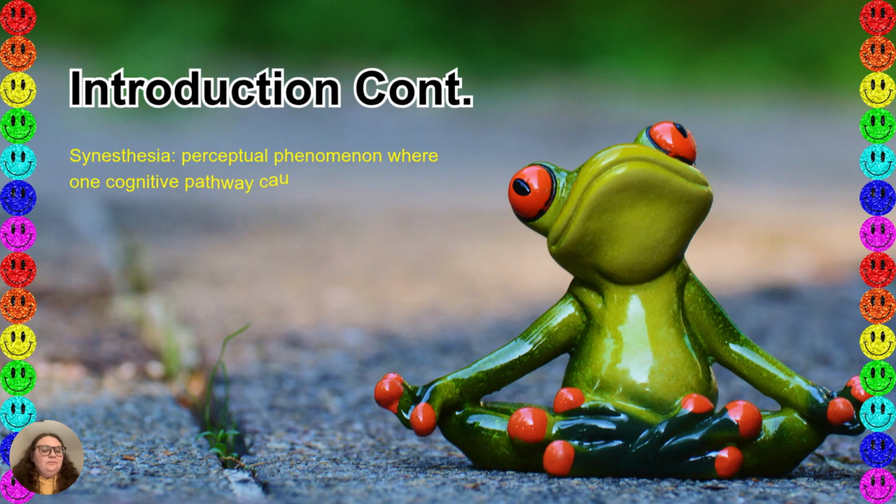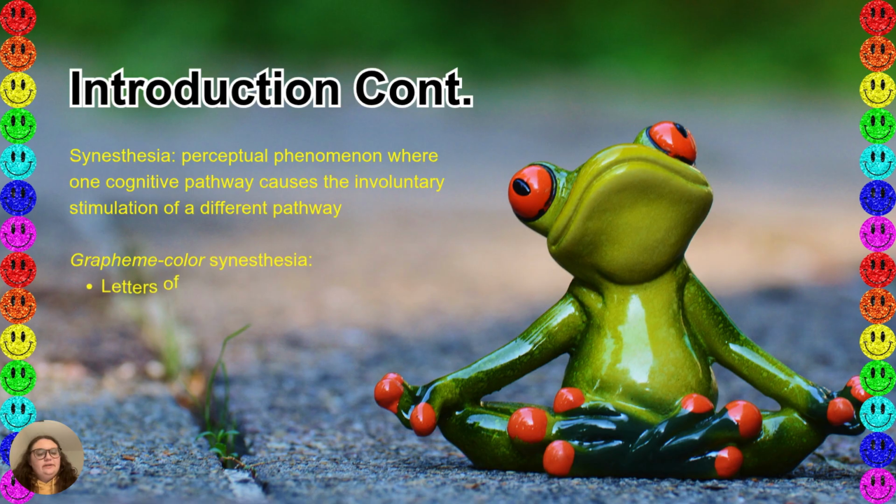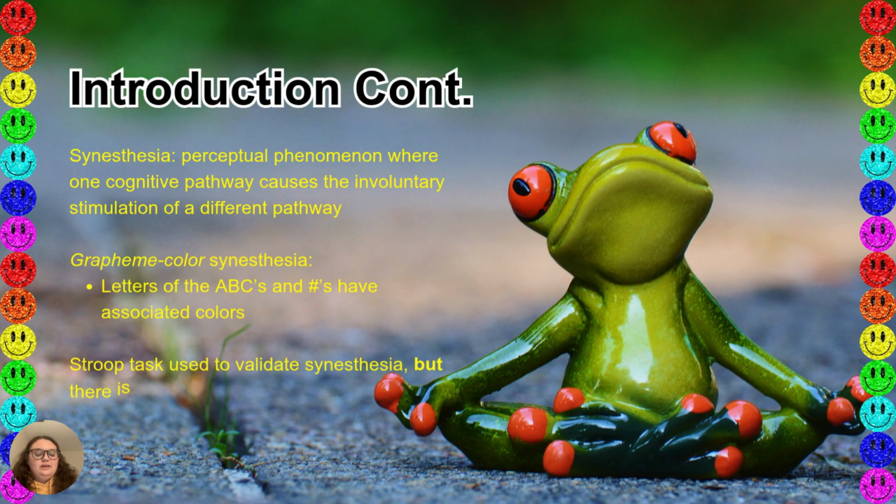So, continued. Synesthesia is a perceptual phenomenon where one cognitive pathway causes the involuntary stimulation of a different pathway. And grapheme color synesthesia is where the letters of the ABCs and numbers have associated colors. It's very individualized. It varies from person to person. And the Stroop task has been used to validate synesthesia, but there is a literature gap. So does having synesthesia change the score?